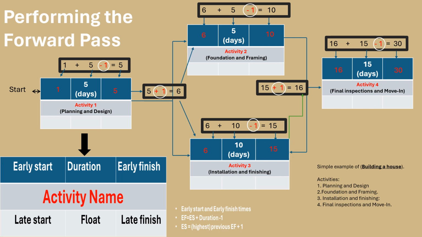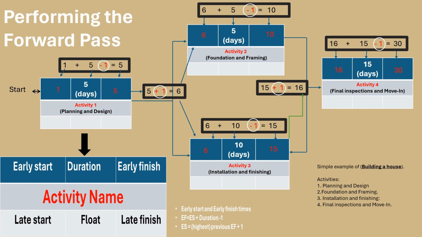In activity 2, add 6 days to the previous early start value and then subtract 1 day to determine the early finish, resulting in 10 days as the early finish. In activity 3, follow the same procedure, add 6 days to the early start and then subtract 1 day. This results in an early finish of 15 days.